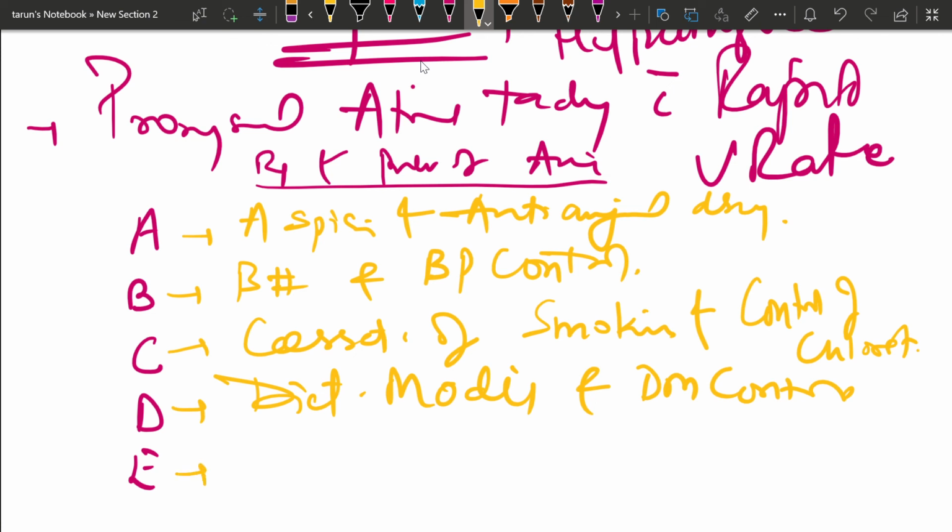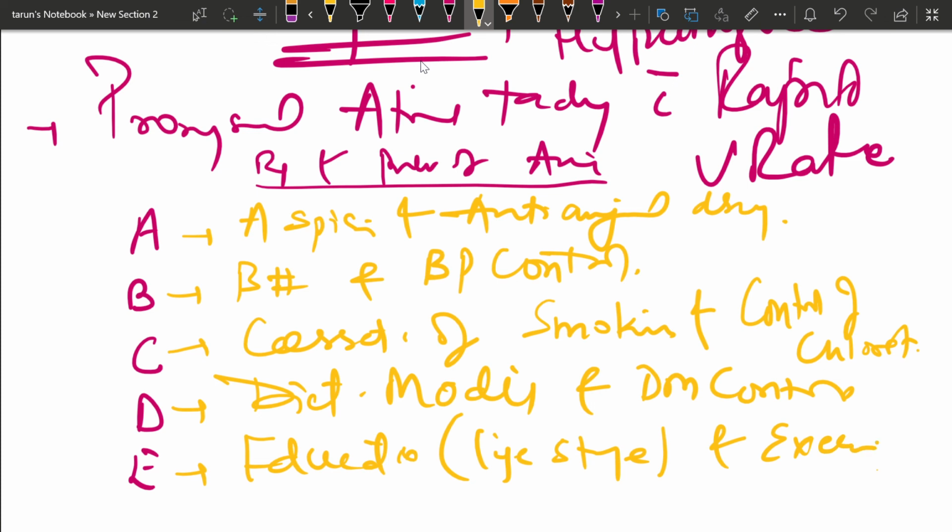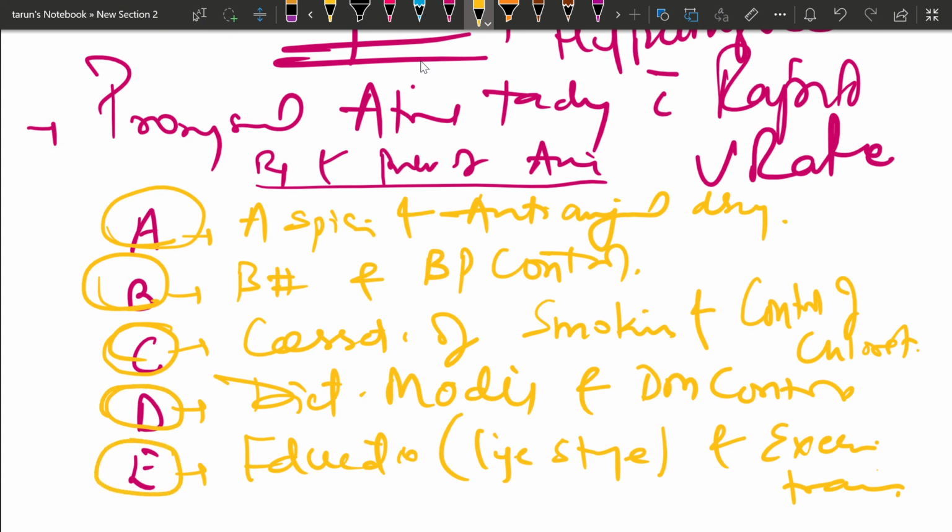And E is education, for example education for lifestyle modification, and exercise training. So ABCDE for the prevention and treatment of angina: aspirin or anti-anginal drug, beta blocker and BP control, cessation of smoking and control of cholesterol, diet modification and diabetes control, education for lifestyle modification and exercise training. So this was about the acute attack of angina.